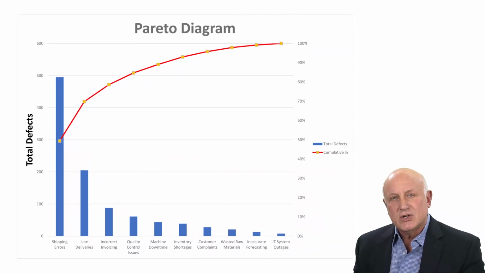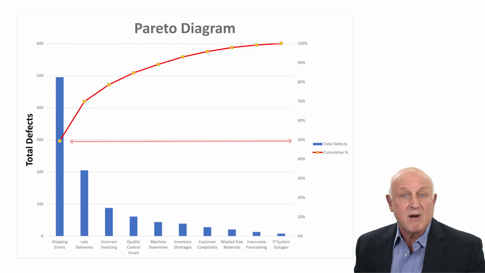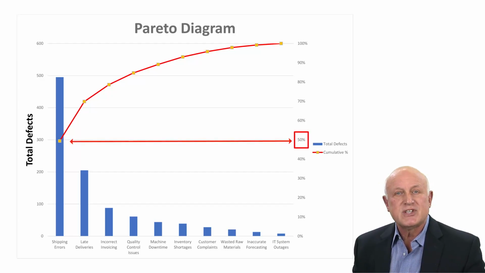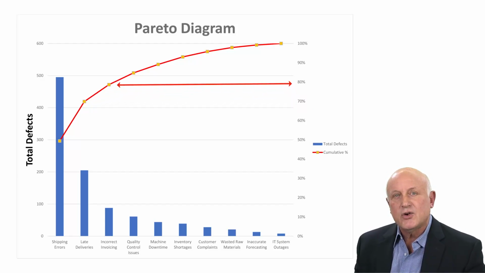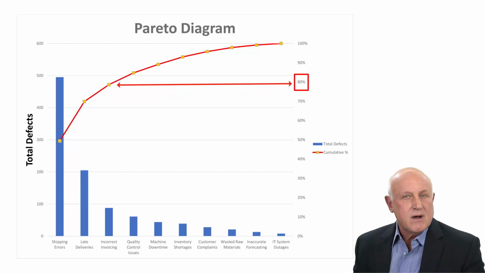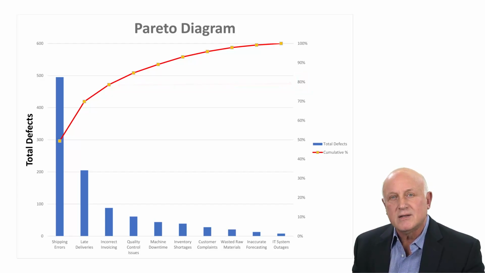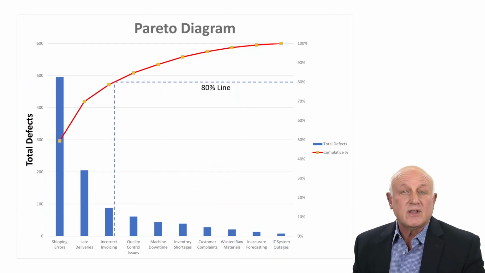So what this red line shows us is shipping errors, this big bar on the left, accounts for 49% of all of our defects. Late deliveries accounts for another 20%, and combined, these 2 columns are 70% of all of our defects. Then the third column, incorrect invoicing, is another 9%. And cumulatively, these first 3 categories account for 79% of all of our defects. So what this Pareto chart is showing us here is that if we resolve these first 3 columns, we have resolved nearly 80% of all of our problems.